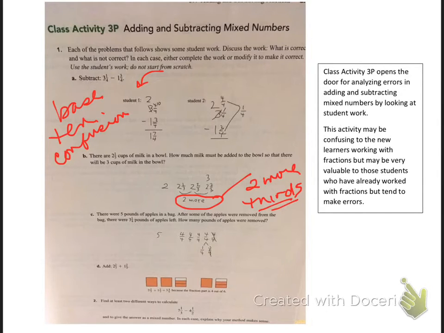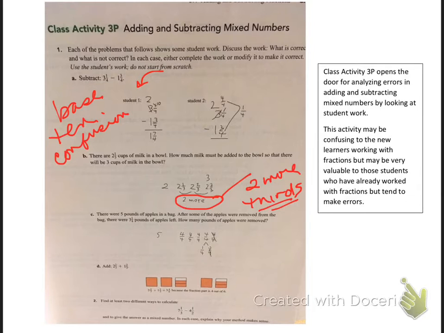So for example, in the student 1 problem, what's happening is the student recognizes that they cannot take 3/4 from 1/4. So that's all good. The problem is when they borrowed from the whole number 3, they borrowed in tens because they had perhaps some base 10 confusion. So you clearly are borrowing 4/4, so that's going to make that 5/4. So that's a good thing to clarify.